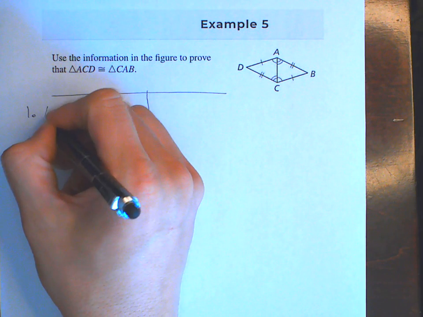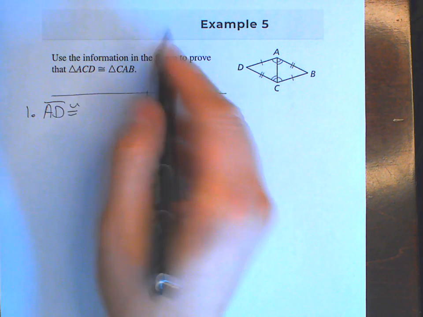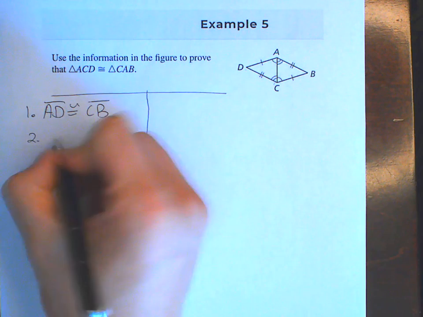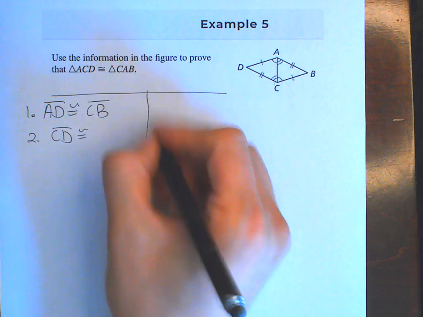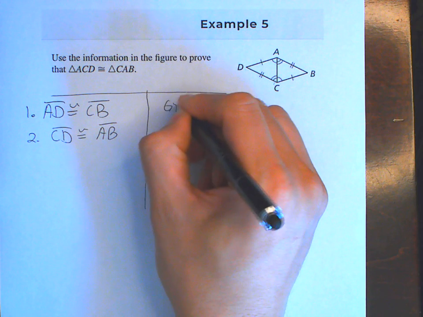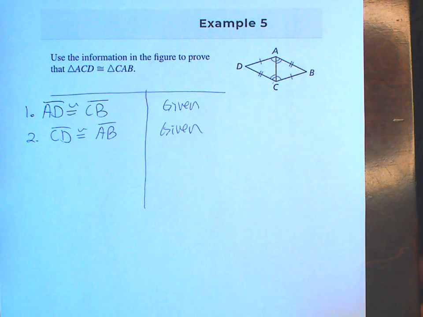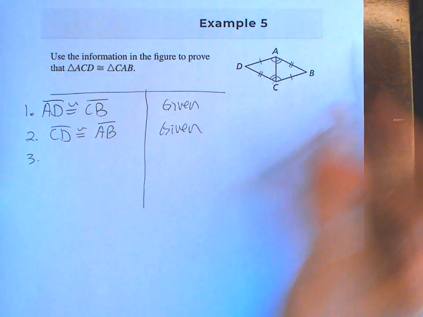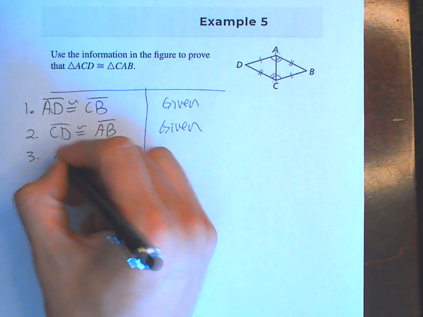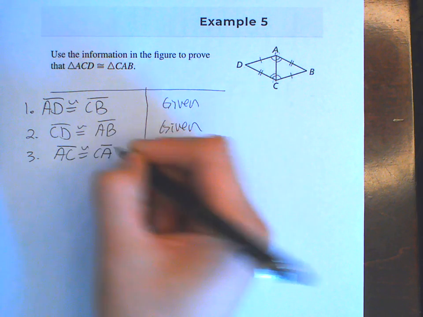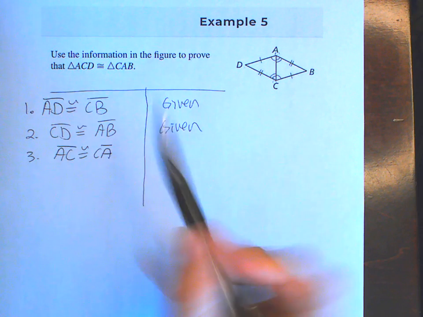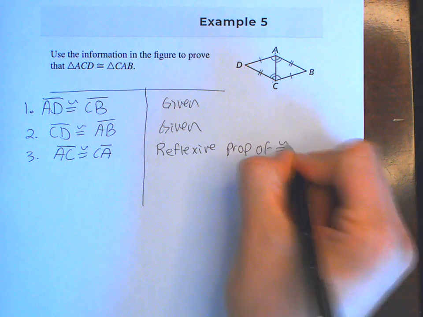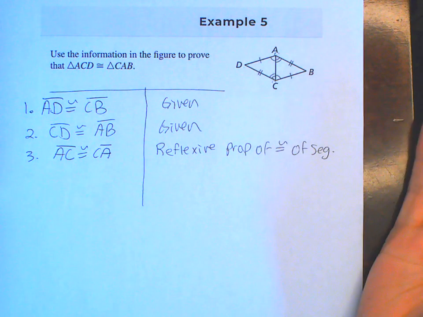You have AD congruent to CB. AD, CB, that's given. The other side is CD congruent to AB. Now, all of these right here are givens. They're all in the diagram. So remember, in order to prove that the triangles are congruent, I need 3 pairs of angles and 3 pairs of sides. So 3 pairs of sides is going to be easy because look, AC is congruent to itself. So AC is congruent to CA. Now, why did I switch the letters? Look, AC, CA. And what's the reason for that one? The reflexive property of congruence. Or just reflexive property of congruence should be fine.